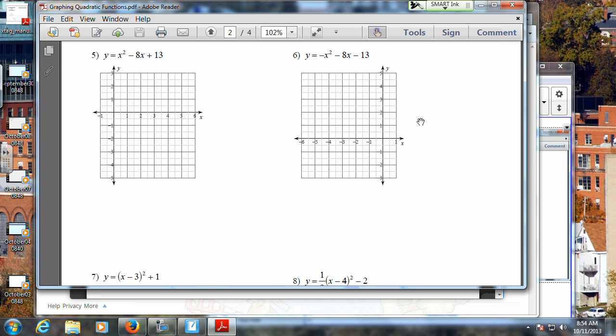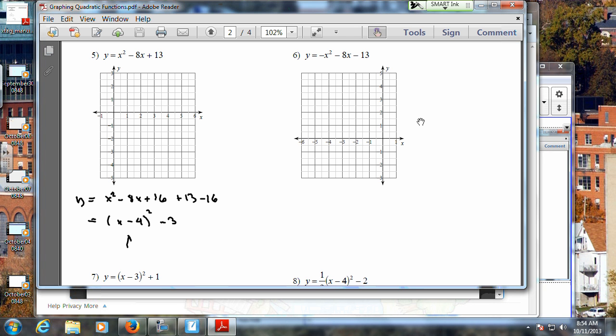So let's see. I will write that as y equals x squared minus 8x. Complete the square is plus 16. So plus 16 there, minus 16 keeps the equation the same. So it's x minus 4 squared minus 3.